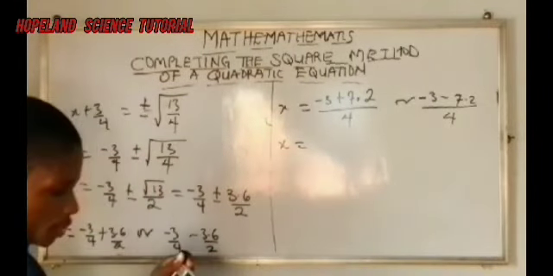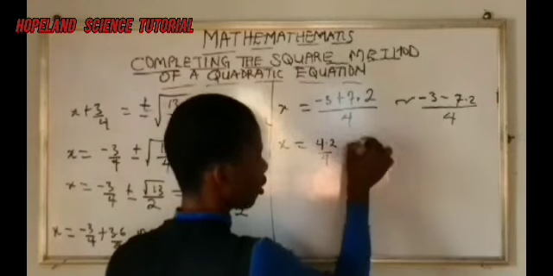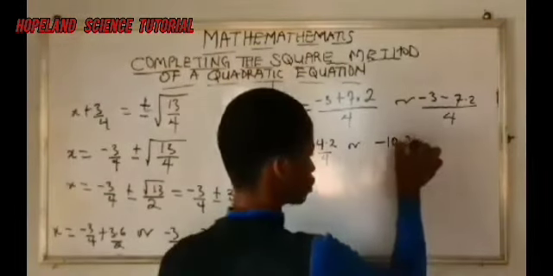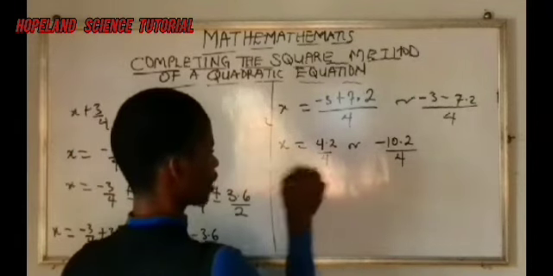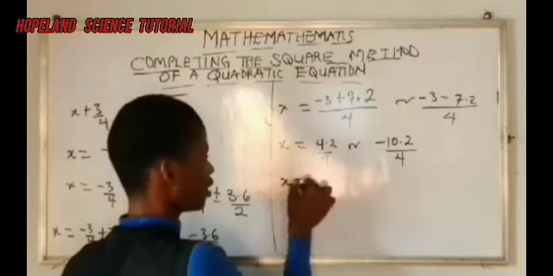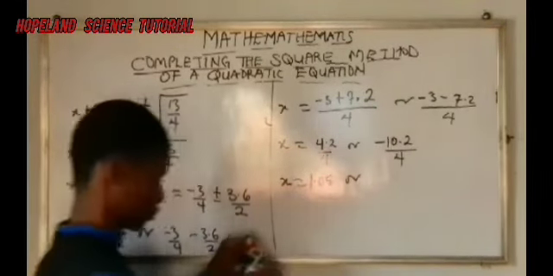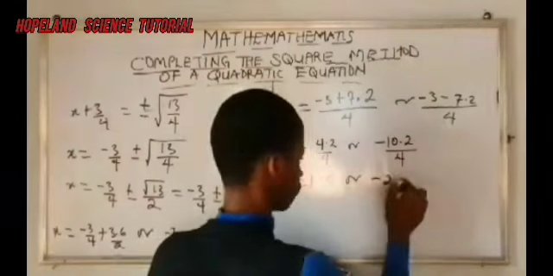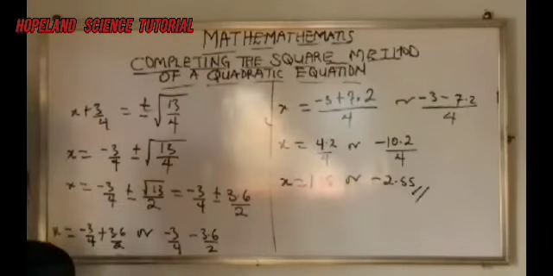So now let's continue. x is equal to minus 3 plus 7.2, which is 4.2 over 4, or minus 3 minus 7.2, which is minus 10.2 all over 4. Very, very simple, right? You can leave the answer like this, or you can go further by saying x is equal to 4.2 divided by 4, which gives us 1.05, or minus 10.2 divided by 4, which gives us minus 2.55. So that is how to solve a problem under the completing the square method of a quadratic equation. So we have gotten our answer again. It's as simple as that.